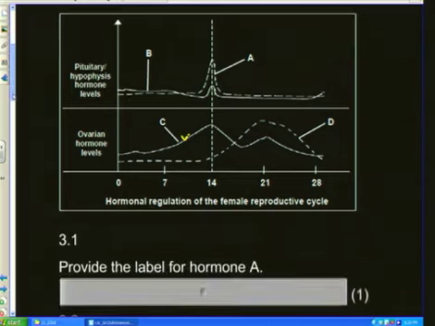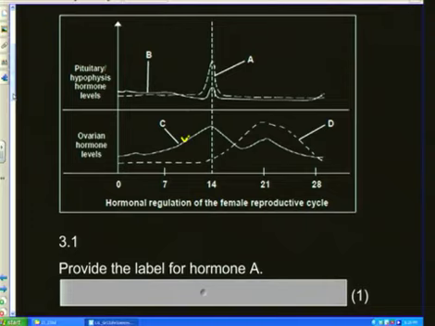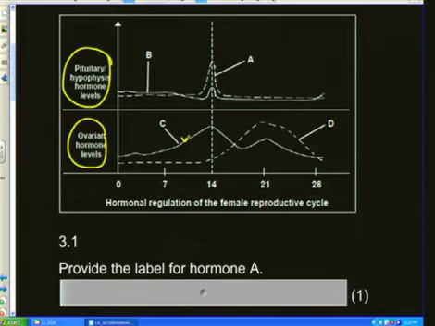So there we go. We have this famous graph that we normally see, more or less, not always exactly the same, but at the bottom we have the days, and in this block we have the ovarian hormone levels, and in this block we have the pituitary gland hormone levels. So we're getting two sets of hormones.